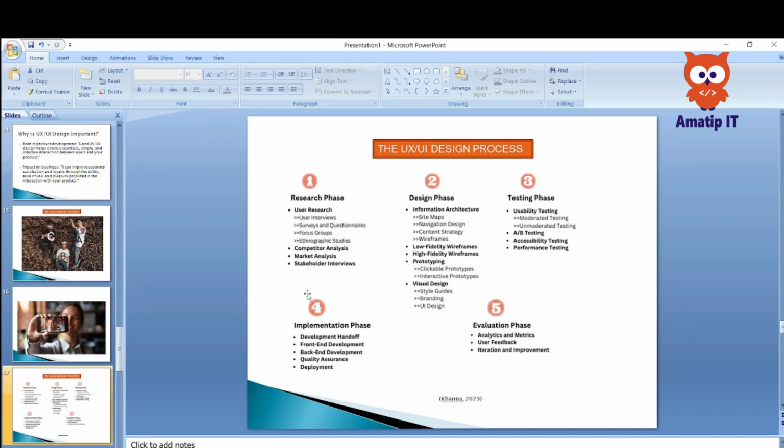Then at this second phase, which is the design phase, all the information and ideas we gathered during our research phase will be useful. At this stage, we will design our information architecture, in which we'll be doing the sitemap, navigation design, content strategy, wireframe, and the likes, and where we will be producing our low fidelity wireframe, high fidelity wireframe, prototype, clickable prototype, interactive prototype, visual design, style guide, branding, UI design, and the likes.